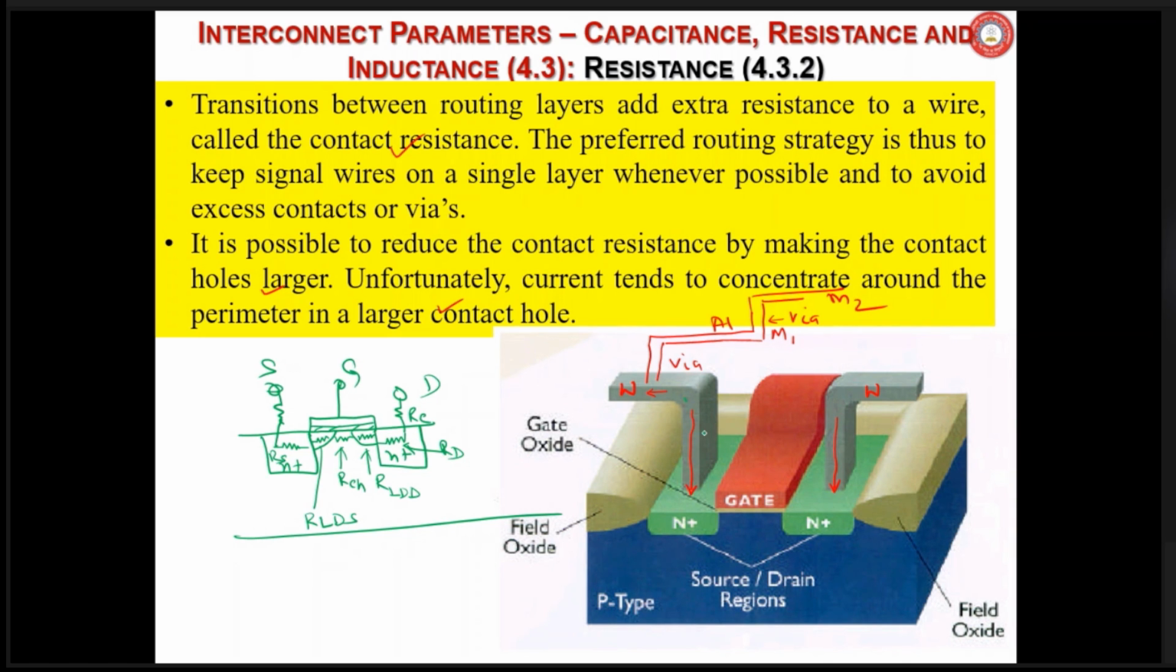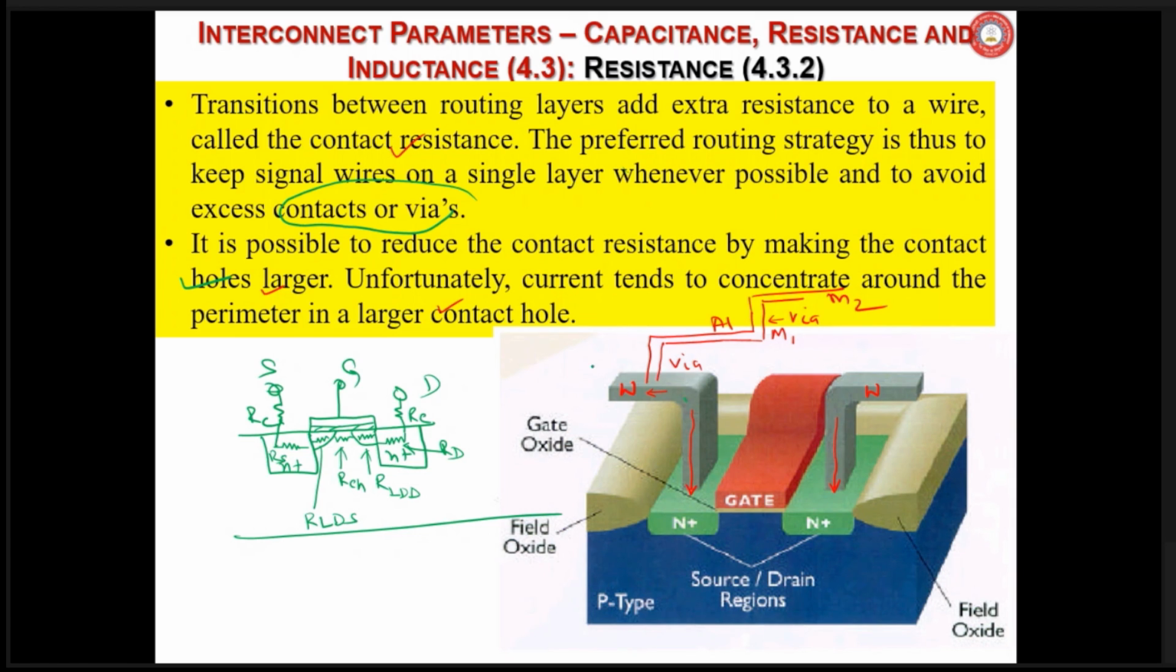So what we are talking about here, the preferred routing strategy is thus to keep signal wires on a single layer whenever possible and to avoid excess contacts or vias. Excess contacts, the contact resistance is there, RC. So excess contacts should be avoided if possible. It is possible to reduce the contact resistance by making the contact hole larger. Unfortunately, current tends to concentrate around the perimeter in a larger contact hole.